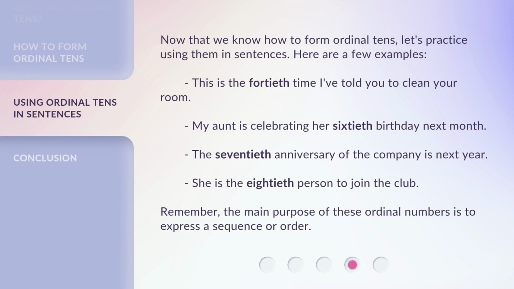Now that we know how to form ordinal tens, let's practice using them in sentences. Here are a few examples. This is the 40th time I've told you to clean your room. My aunt is celebrating her 60th birthday next month. The 70th anniversary of the company is next year. She is the 80th person to join the club.